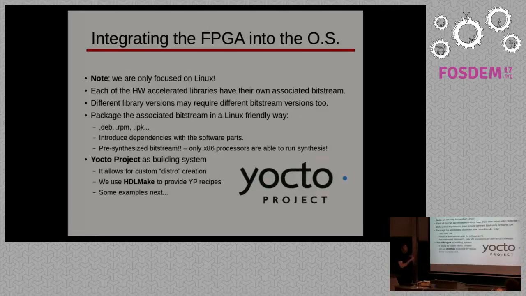So what we are doing is to package in the associated bit stream for each of these libraries as a Linux package, so that we can establish interdependencies between the FPGA part and the software part. If you need to install a software, for instance of this kind of libraries, the bit stream is also deployed and the version matches the version of the software library too.